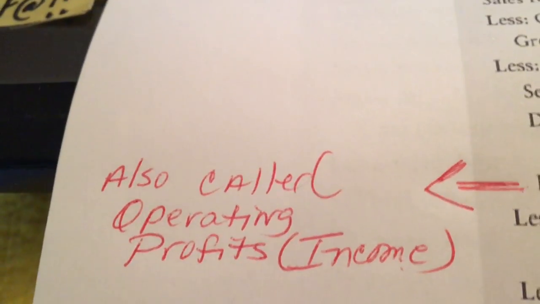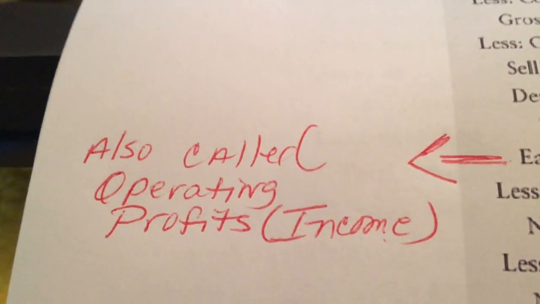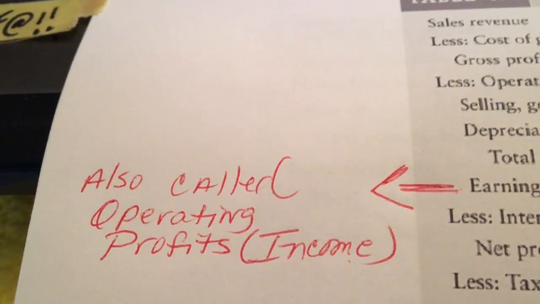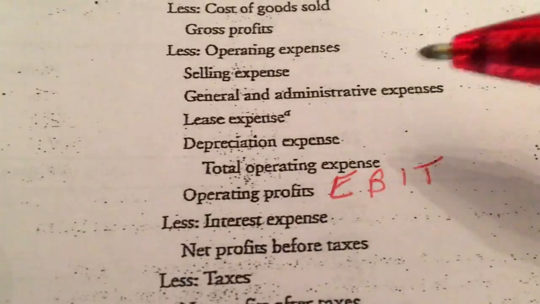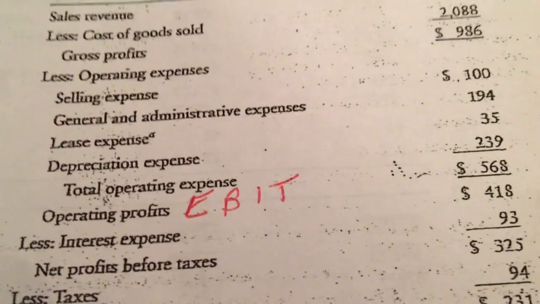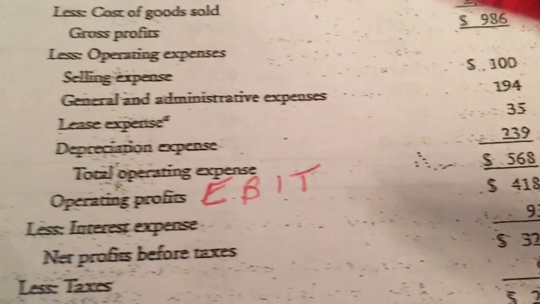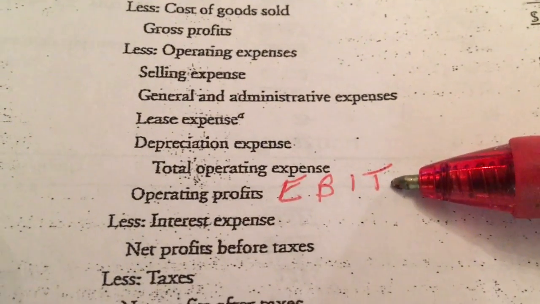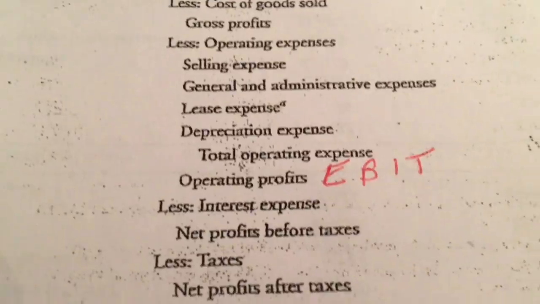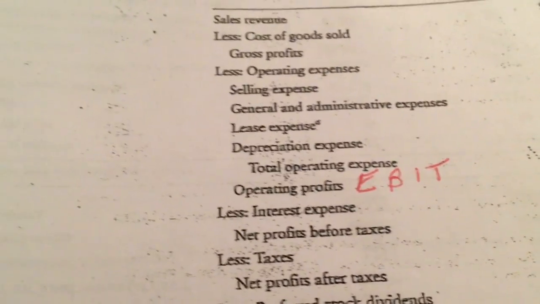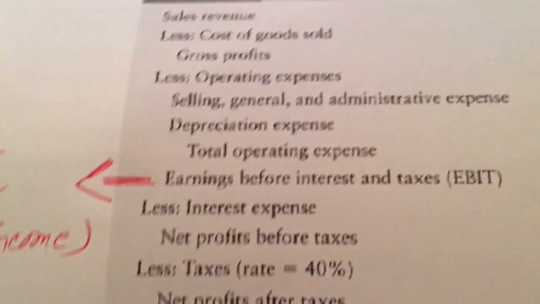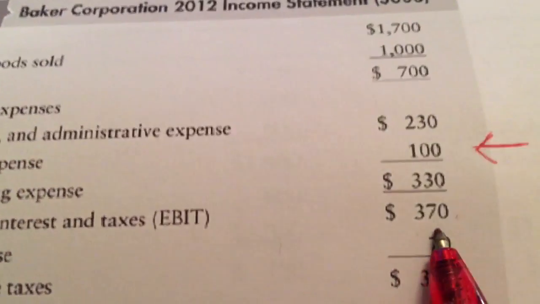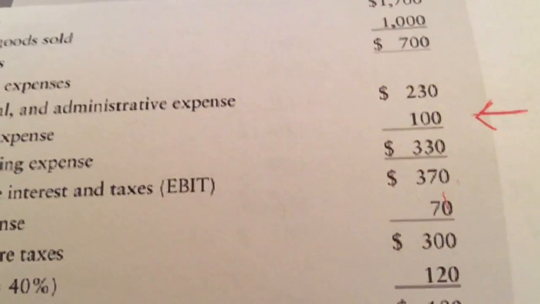So when you go to your homework for tonight, let's pull up the Bartlett, go to your homework, you're going to see it called operating profits. You want to use this number 418. That's also called earnings before interest and taxes. You need to memorize that and know it. So let's take the number from Baker, earnings before interest and taxes of 370.